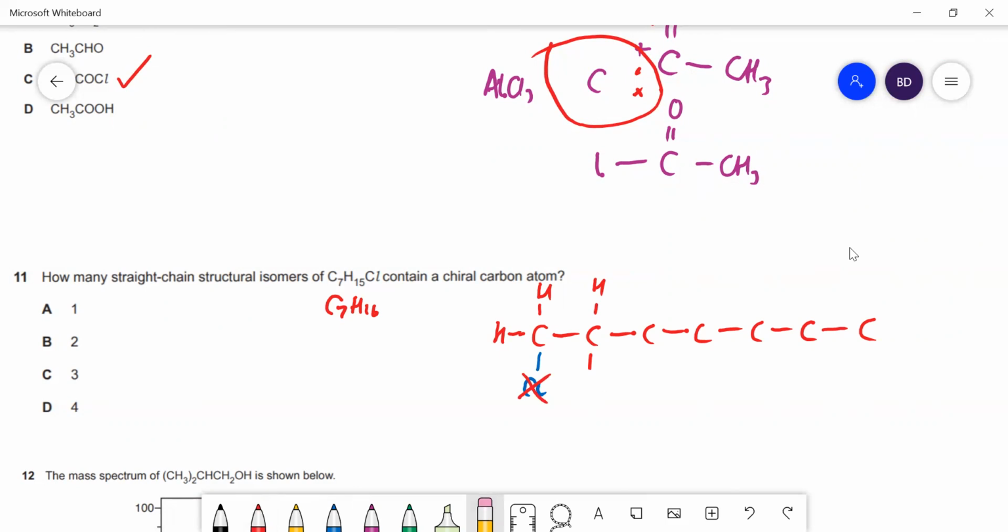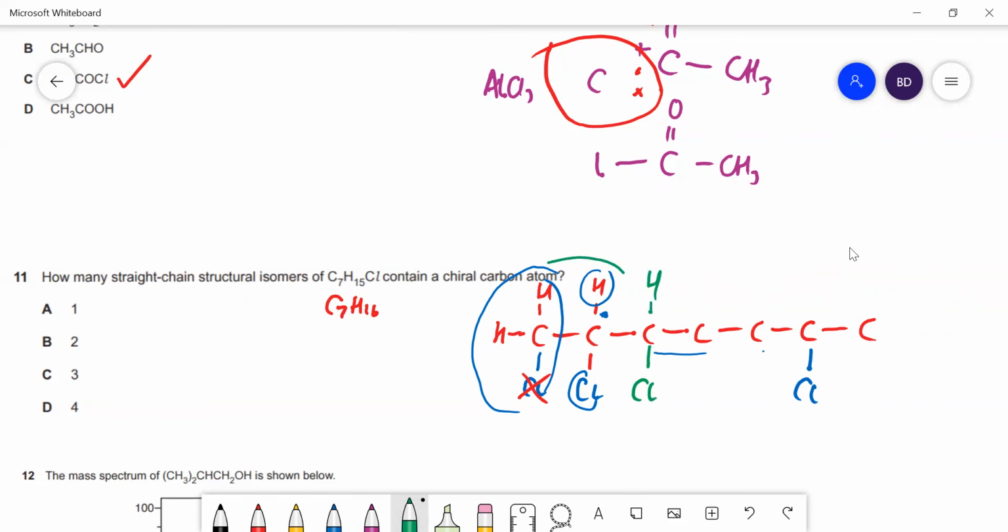Let's see, if you stick the chlorine here, yes, you will get a chiral carbon because that carbon is going to have the methyl group, the hydrogen, the chlorine, and then this big group here. Right, now that's the same if you put the chlorine there. So that's just 1. Now let's see if we put the chlorine on this carbon atom there. Would that be chiral? Yes, it would, because you're going to have ethyl group, hydrogen, and butyl group, and chlorine. And of course, that's exactly the same if you put the chlorine there. So we've got 2 isomers so far.